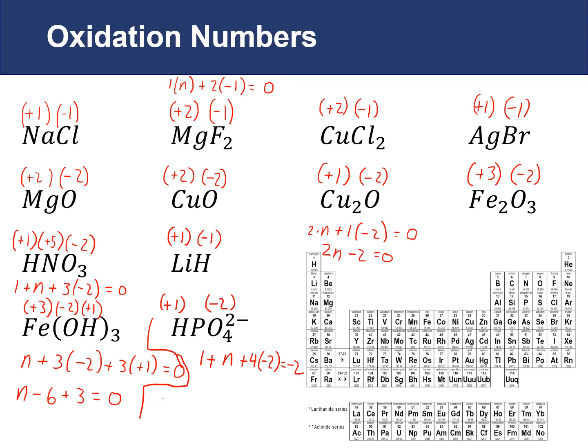So that would be 1 plus n minus 8 equals -2. And so your phosphorus has to be +5 to make that work out.